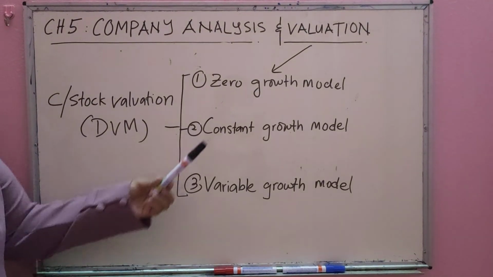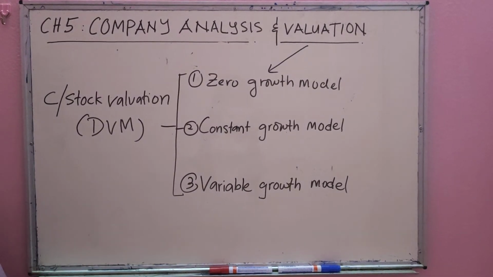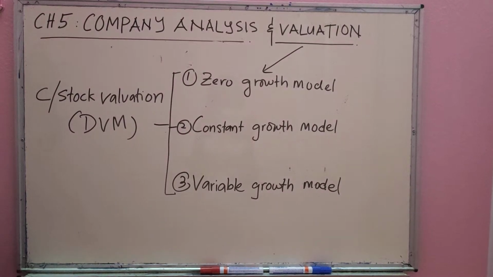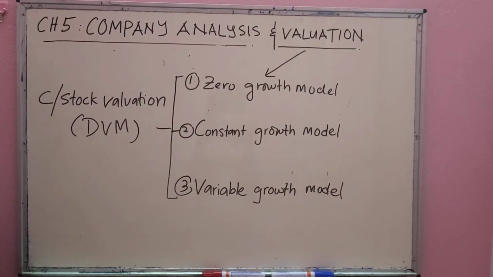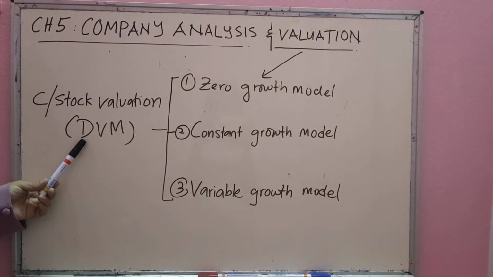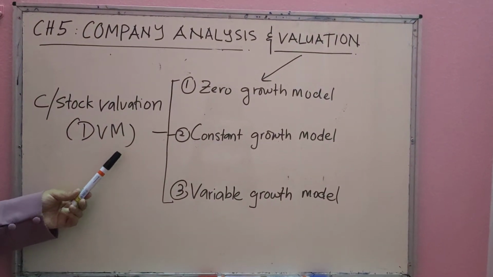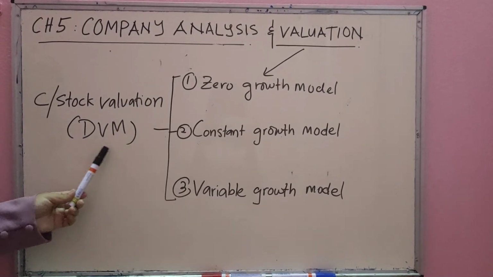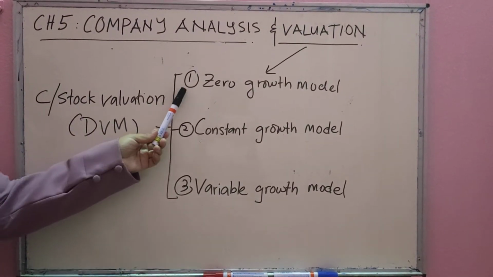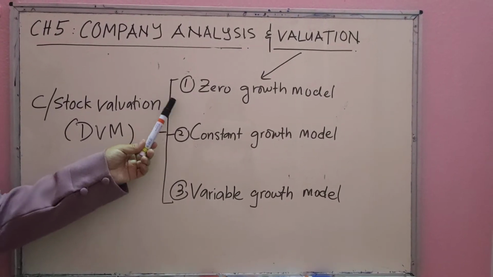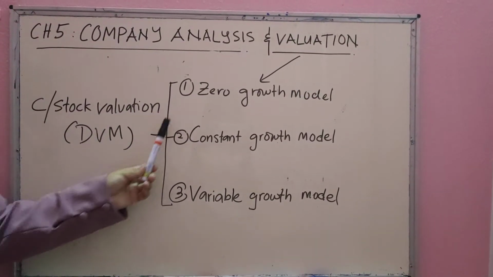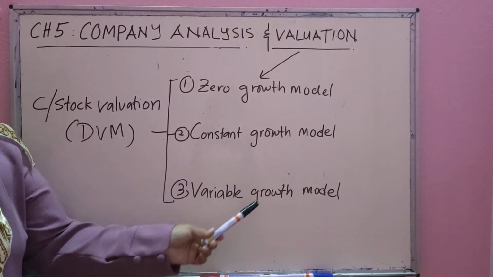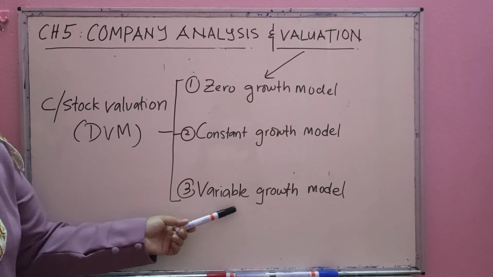Alright, let's look at how we can value a company. There are many methods in terms of how we can value a company. One of the most popular methods that we can use is what we call the dividend valuation model. This is how we can value a stock. There are three types of dividend valuation model: the zero growth model, the constant growth model, and last but not least, the variable growth model.